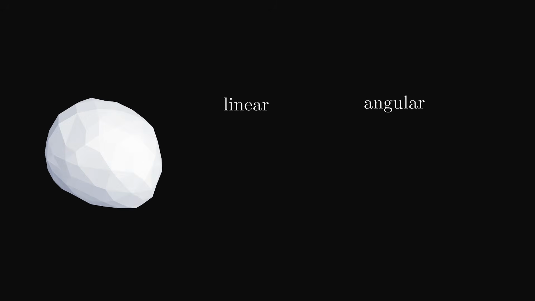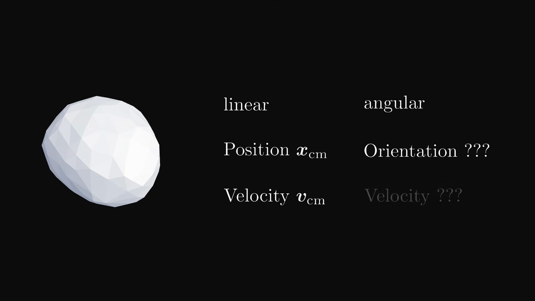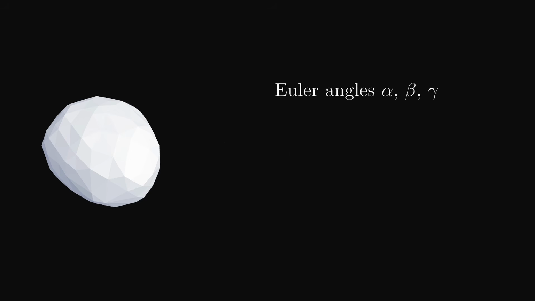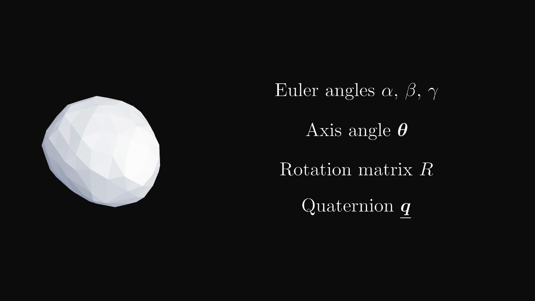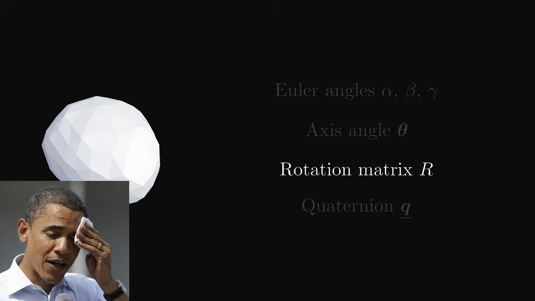We want to find a way to describe the angular equivalences of the linear position and velocity, which are the orientation and the angular velocity. You might already know ways to describe the orientation of an object. There are quite a few of them. For example, Euler angles, an axis and an angle, a rotation matrix, or a quaternion. It seems though that in simulations, mostly rotation matrices and quaternions are used. And for this episode, we'll stick to the rotation matrix.